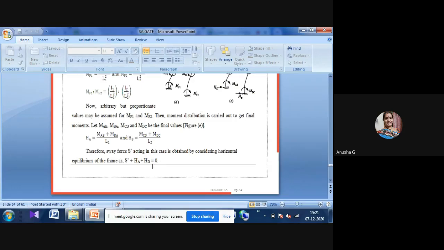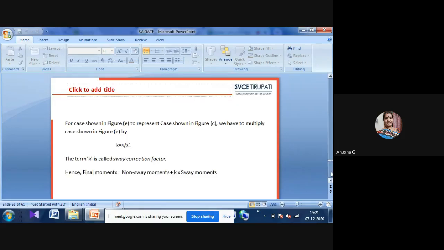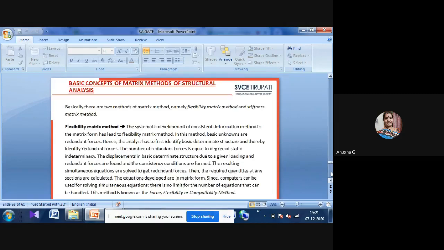If there is side sway, our equation is HA + HD + S' = 0. A sway will be formed due to the force, plus HA plus HD equal to 0. That is one of the equations that we have to consider here.